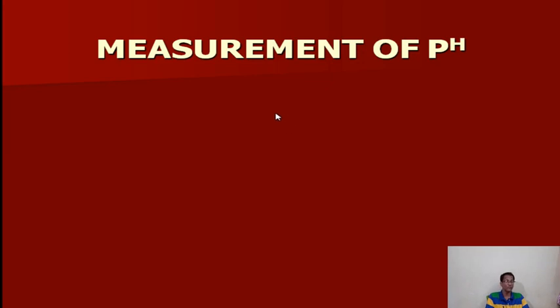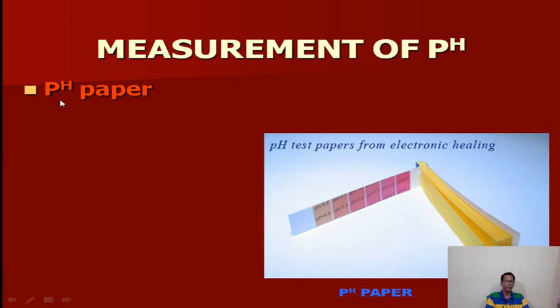How can we measure the pH value of the solution? By pH paper. There is this yellow color paper. When you dip it in the solution, it shows a change in color. When you compare this color with the pH chart, then you can tell the pH value. So pH paper indicates the pH value of the particular solution.